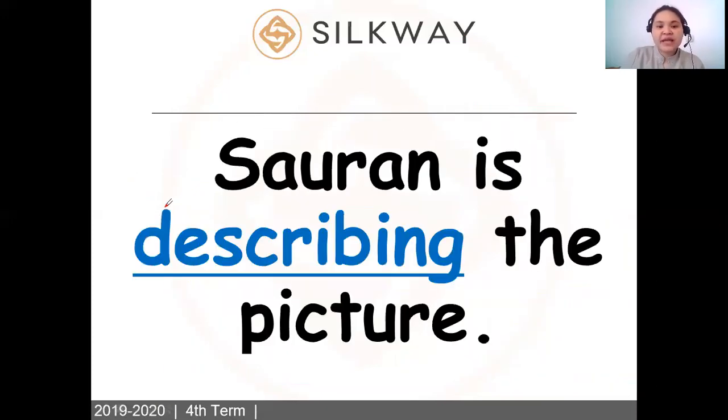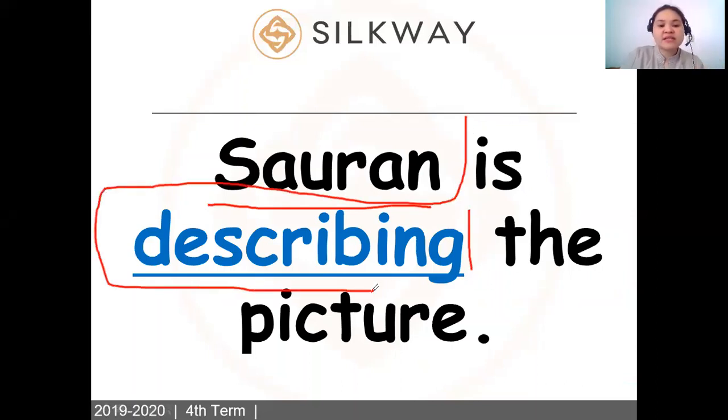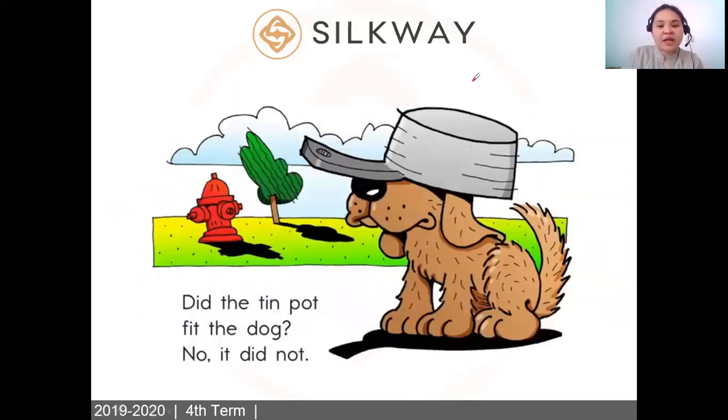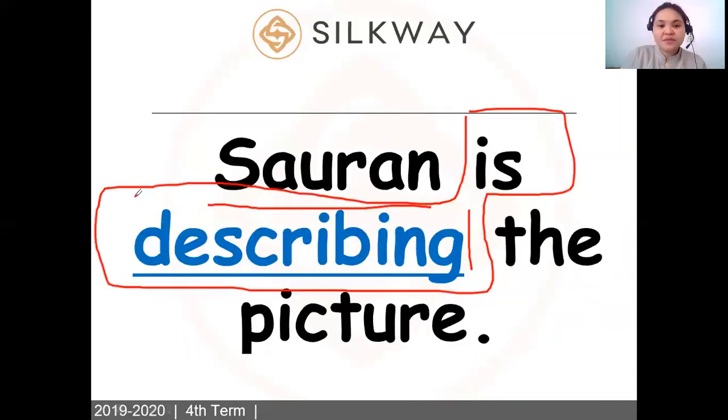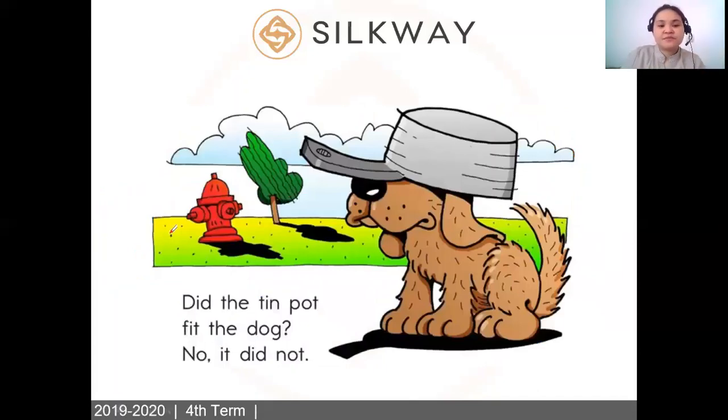So let's move on. Next sentence: Sauron is describing the picture. So we have here the present continuous tense. We have is, the be verb, plus the gerund, describe plus ing, is describing. What is Sauron doing? Describing. He is describing the picture. When you say describing, he will tell about this picture. For example, oh, in this picture I can see a brown dog wearing a tin pot on his head. So that is what you mean by describing. You will give a description of the picture. So I hope it's clear.